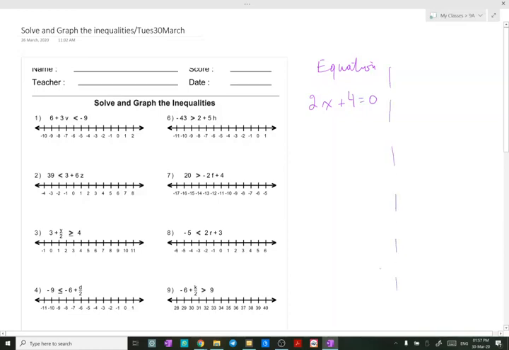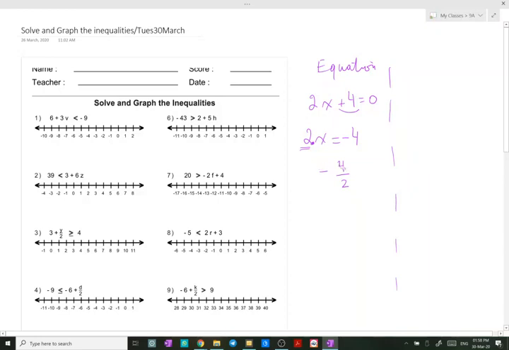So I start with x's on one side and take the numbers to the other side. When I take the plus 4 to the other side, I change its sign, and then I divide by 2. So it's minus 4 divided by 2. I don't change the sign for the 2 because it was multiplication with x. When I take it to the other side, it's division.